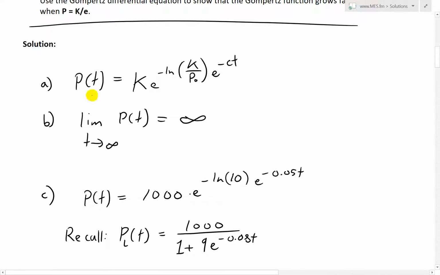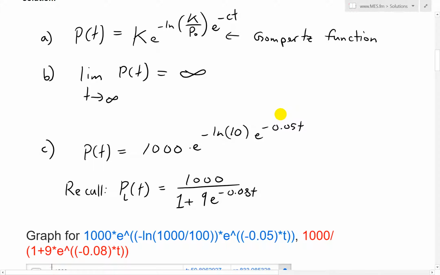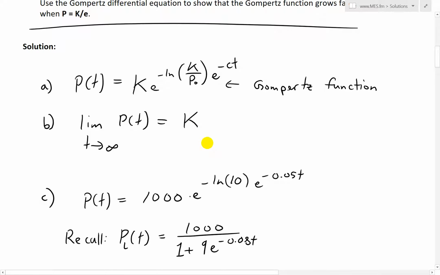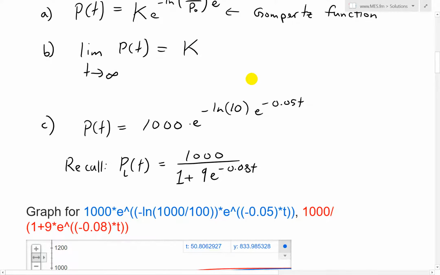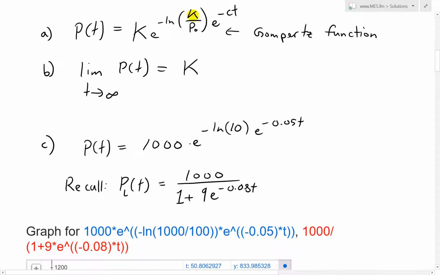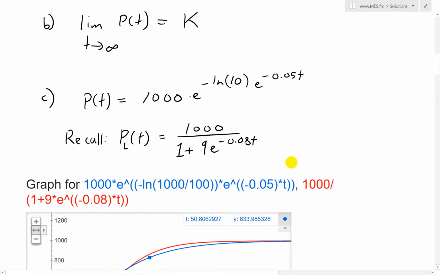So again, recap part A, this is the solution, this is the Gompertz function. I'll write this down. So that's the Gompertz function, it's a solution to that differential equation above. And then the limit of this as t approaches infinity, it's not infinity, this is K, my mistake. So as t approaches infinity, the population approaches the carrying capacity K. I went over this in the last video. And then part C, for those specific parameters, K is 1000, divided by 100, this is just 10. And basically what we get is the Gompertz function with those specific parameters.